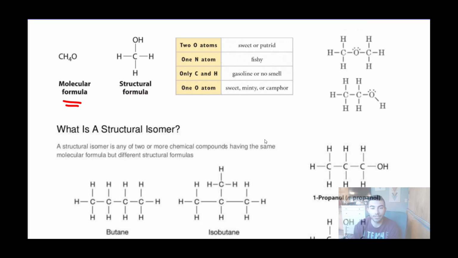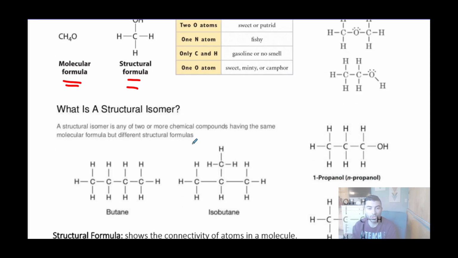So the real difference between a molecular formula and a structural formula is that a structural formula is telling me something about the structure. It's a little more informative than just a molecular formula. It's not only telling me what atoms I have, what elements and how many, but how are they arranged on the molecular level? In other words, how are they bonded together?